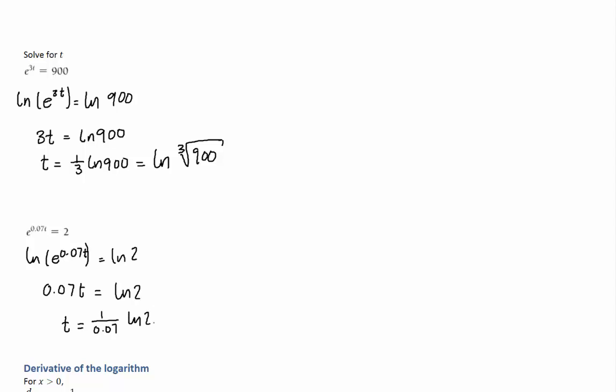So t is the natural log of 2 divided by 0.07, and this would give me an approximate value if I plug it in the calculator. Let me do that, and I'll give you the answer. That is roughly 9.9.